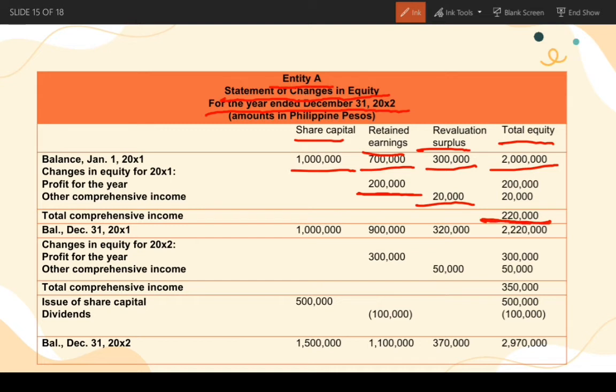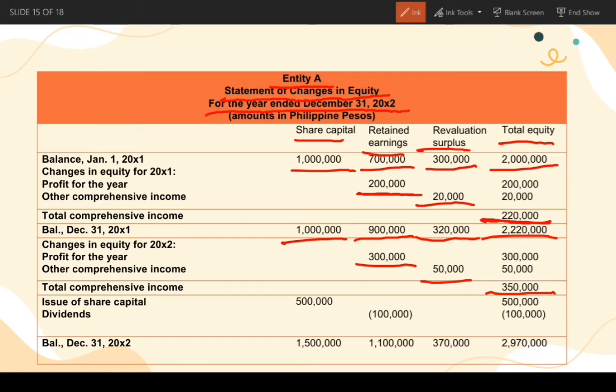So, 220 minus 200,000 is 20,000, the other comprehensive income. So, the balance as of December 31, 20x1: share capital, 1 million; retained earnings, 700,000 plus 200,000 is 900,000; revaluation surplus, 300,000 plus 20,000 is equals to 320,000. So, the total equity as of December 31, 20x1 is 2,220,000.